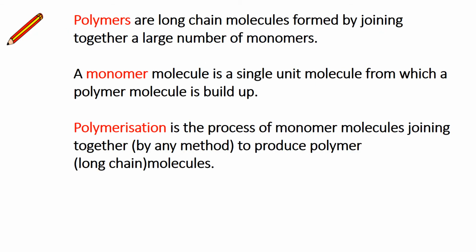So I want you to write down these definitions. You must know them, so you must learn them, so you must get them into that brain of yours. Polymers are long chain molecules formed by joining together a large number of monomers. A monomer is a single unit molecule from which a polymer molecule is built up, and polymerization is the process by which the monomers join together to produce your polymer.